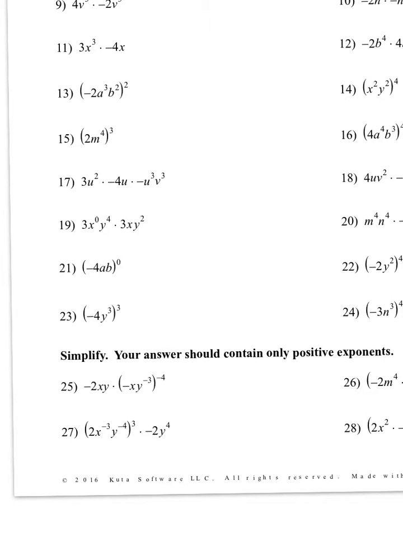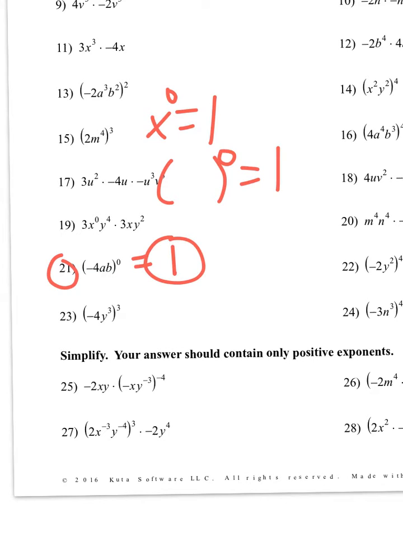We're going to look at number 21 next. Okay, and this one has a 0 exponent outside parentheses. So we have to remember that anything to the 0 power, so like x to the 0 power, is equal to 1. Anything inside parentheses, doesn't matter what it is, if there's a 0 power on the outside, is equal to 1. So notice you've got that negative 4ab inside parentheses with that outside exponent of 0. By definition, that is equal to 1.